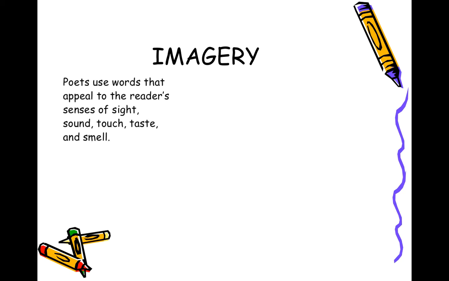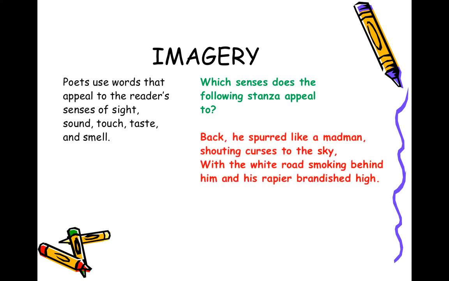Imagery is what poets use when they use words that appeal to the reader's senses of sight, sound, touch, taste, and smell. Which senses does the following stanza appeal to? Click on the tag to answer the question.